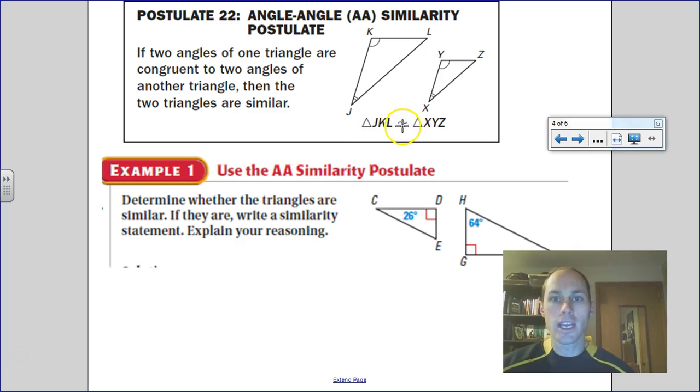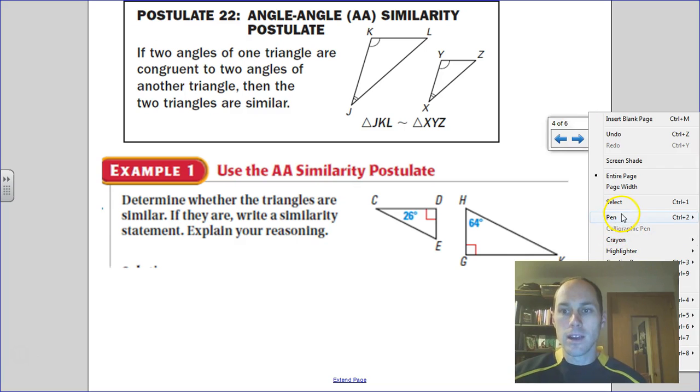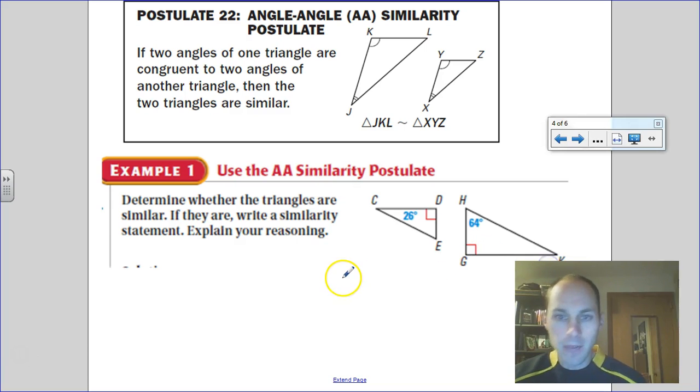So triangle JKL is similar to triangle XYZ, making sure I match up corresponding angles. So can you tell if these triangles are similar? If so, write a similarity statement. Well, you tell me. I know you can't tell me since I can't hear you right now, but write it down on your page. Are these triangles similar?